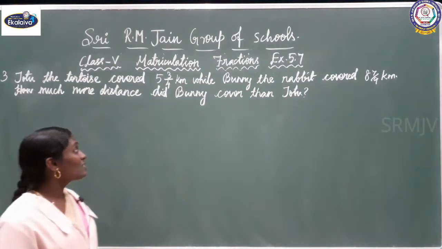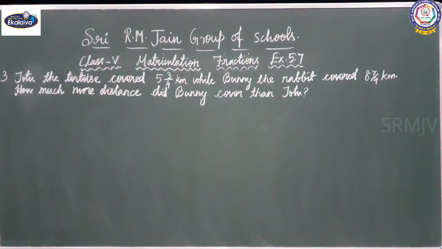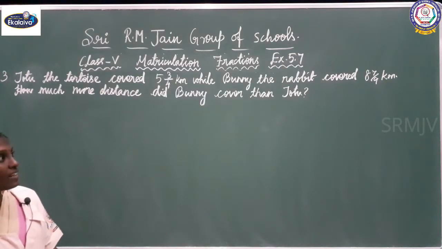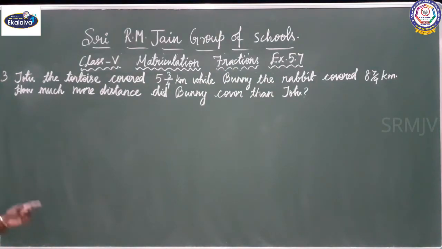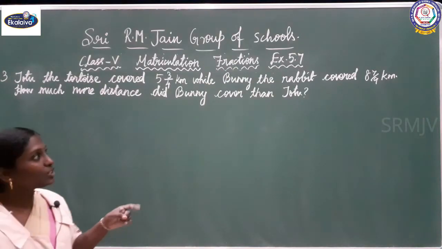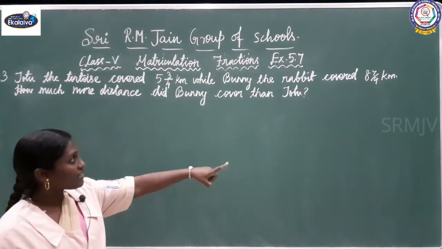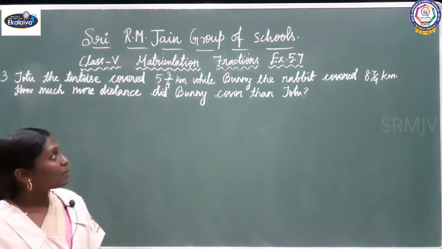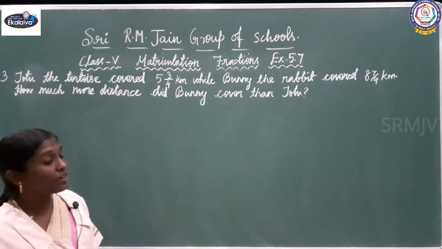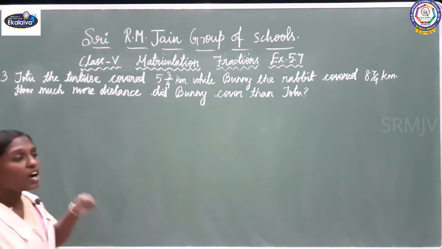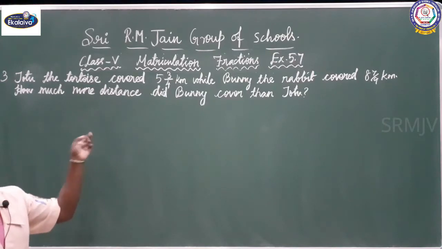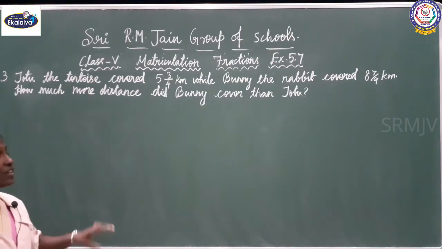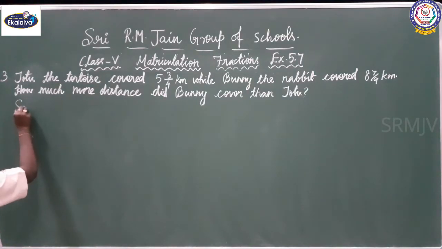The next question is, Toto the tortoise covered 5 3 by 4 kilometer while Bunny the rabbit covered 8 7 by 9 kilometer. How much more distance did Bunny cover than Toto? By seeing the fractions itself we can say that Bunny the rabbit covered more distance, isn't it? How much more? For that we have to find the difference between these two distances. Okay. So let us start.